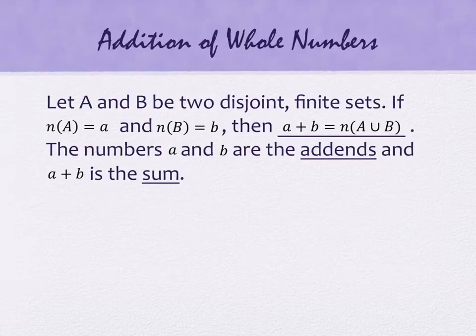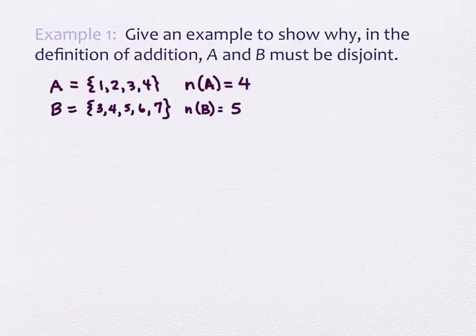And what it said over here is that there's going to be a way of adding a and b together that's the same as counting the items in the union. So we've just done a whole lot of work on unions and intersections. What would the union of A and B equal in this environment?